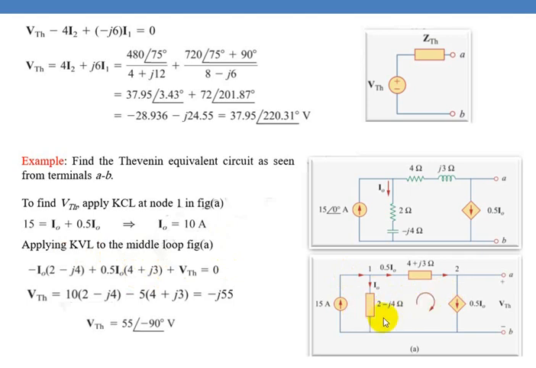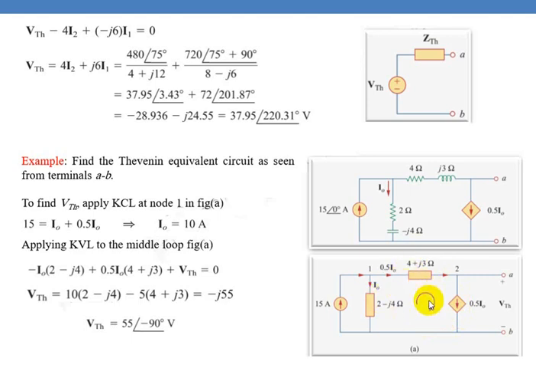That is minus I0 into (2 minus j4), then plus 0.5 I0 into (4 plus j3), and you keep this voltage as VTH. So plus VTH equal to 0. So you are writing this equation.